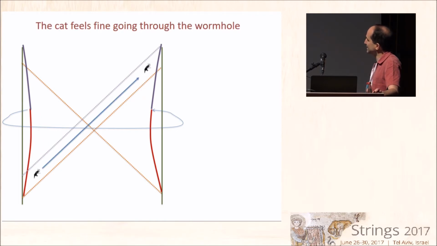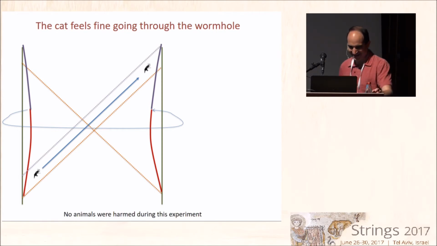But the cat has very smooth sailing. He feels nothing particular when he falls through this wormhole. He just feels he's falling in empty space and nothing special. In fact, no animals were harmed during this experiment.